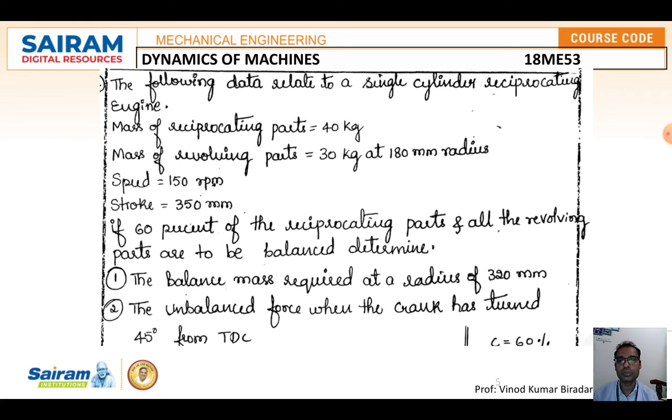Here also they give the following data related to a single cylinder reciprocating engine: the mass of reciprocating parts is 40 kg, and the mass of rotating parts, that is revolving parts, is 30 kg at 180 mm radius. The speed is 150 rpm, and the stroke is 350 mm. If 60% of the reciprocating parts and all the revolving parts are to be balanced, you need to determine the balancing masses required at a radius of 320 mm, and the unbalanced forces when the crank has turned 45 degrees from the TDC.